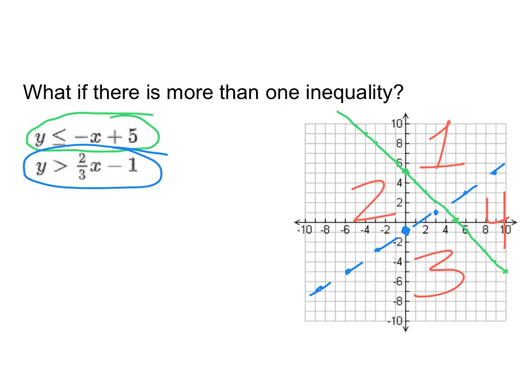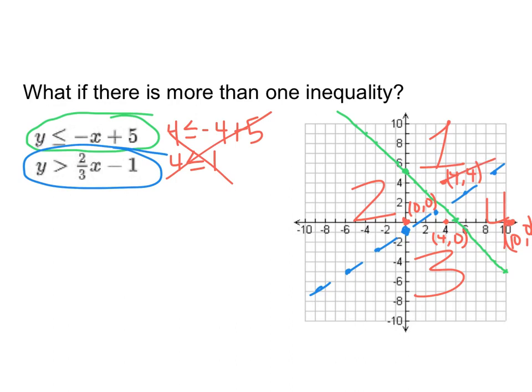So what I can do is test a point from each region in both of the inequalities. All right, so I've picked 4 points here. In quadrant 1, I'm going to test 4, 4. Test in the first inequality: 4 is less than or equal to negative 4 plus 5. That is not true. I'm not even going to bother checking in the other inequality because it doesn't work for one of them. I'll move on to the next one, 0, 0.